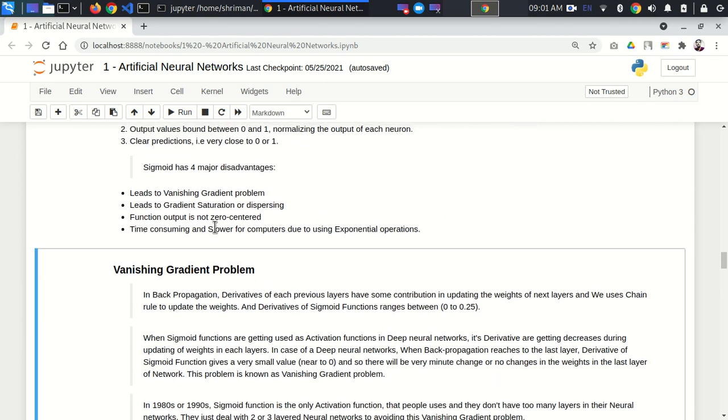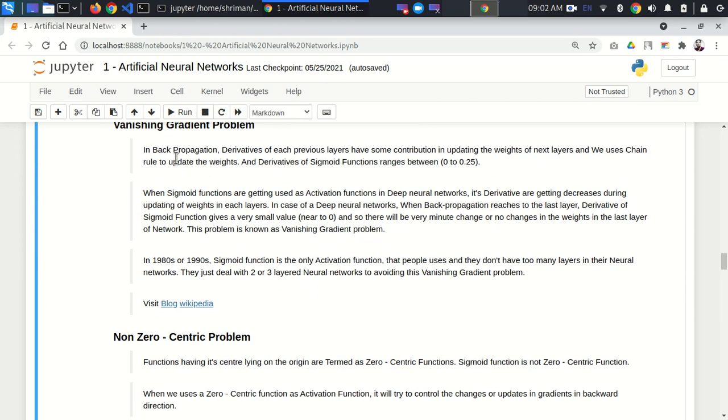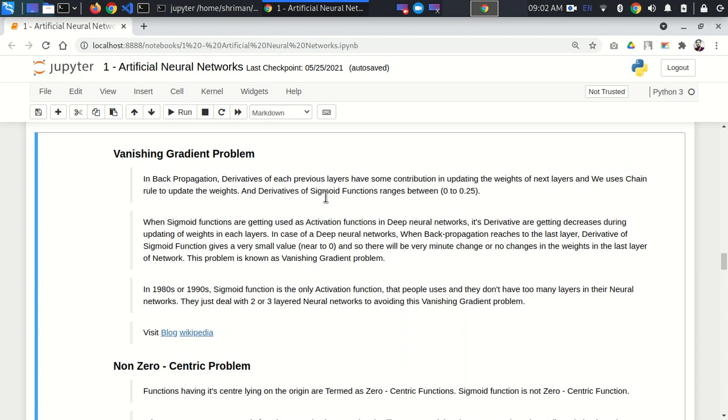Again, if I talk about the vanishing gradient problem, what is this? In back propagation, derivatives of each previous layer have some contribution in updating the weights of next layers, and we use a chain rule to update the weights. And the derivatives of the sigmoid function range between this and this, right? So whenever we do back propagation and a weight updation, in each and every layer we utilize the weights of previous layers as well, the changes of previous layers as well.